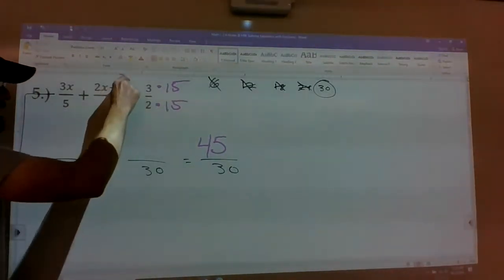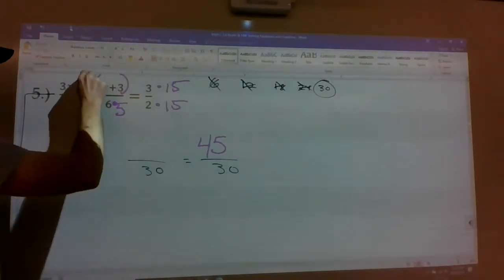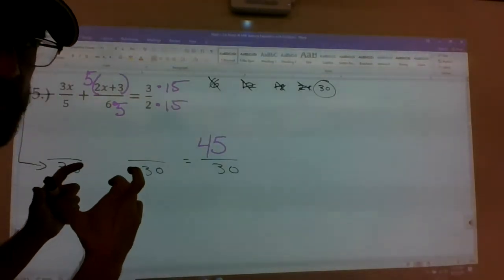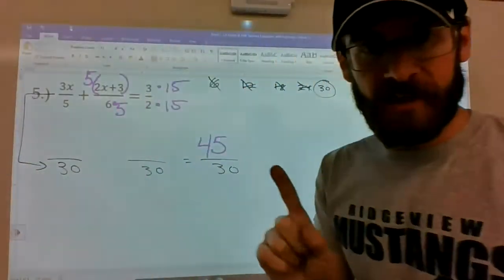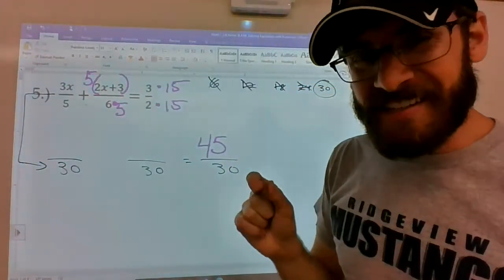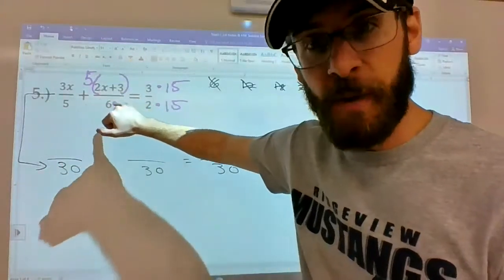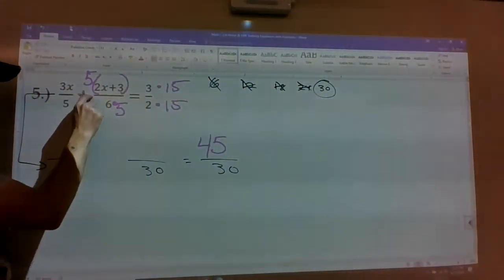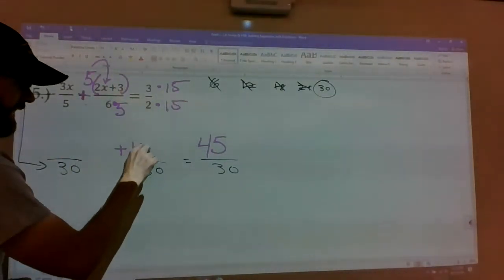So I need to multiply this entire numerator also by 5. I'm just going to put parentheses there. So I've got 5 parentheses 2x plus 3. Here's an important little piece here. You see the plus that's in front? That plus is connected to the 5 now. So I'm actually multiplying everything inside these parentheses by positive 5. So positive 5 times 2x is positive 10x.